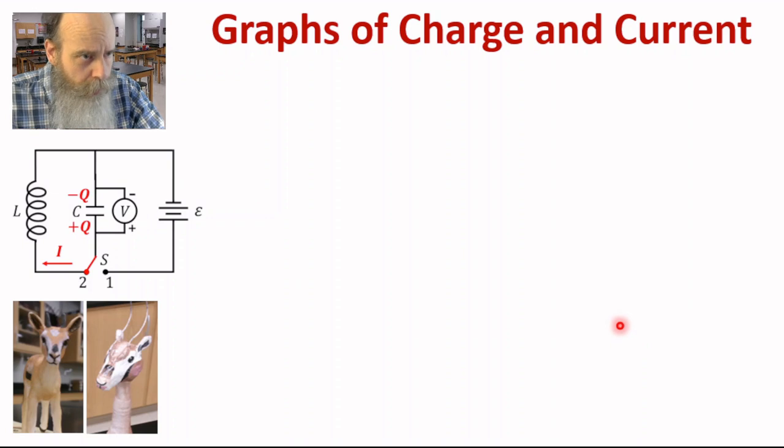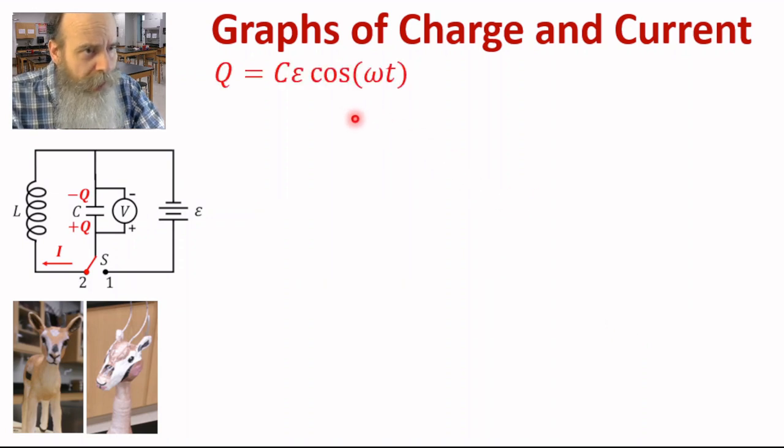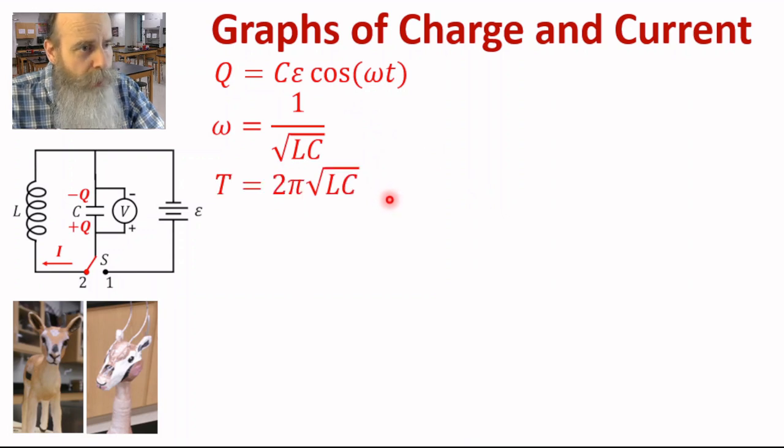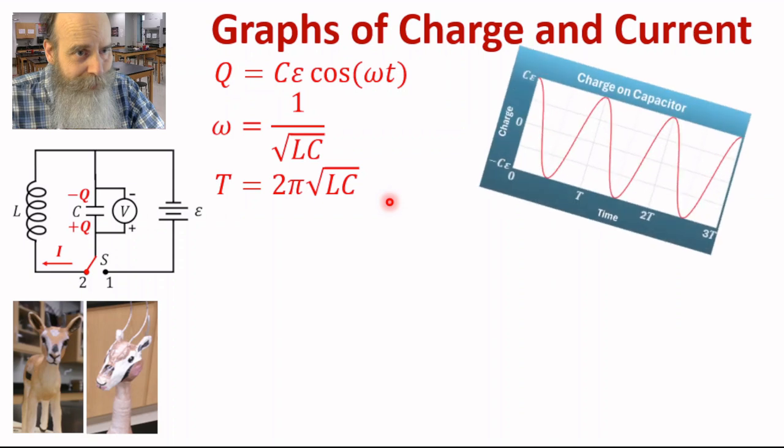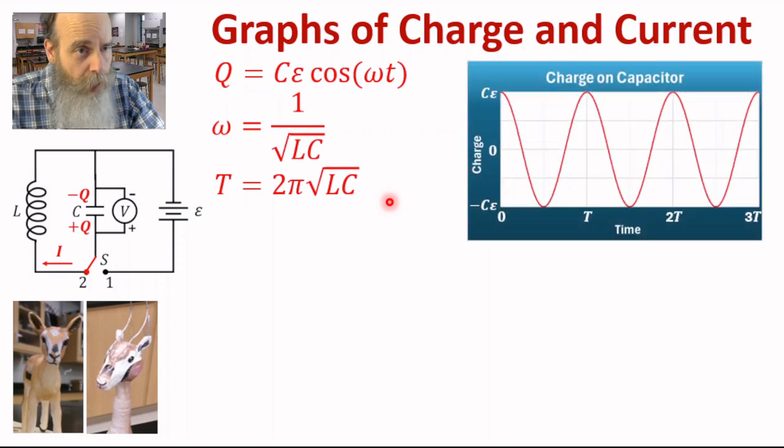Graphs of charge and current. q is CE cos omega t, where omega is 1 over square root LC, and T is 2 pi square root LC. Here's a graph of the charge on the capacitor versus time. It is a cosine graph. It is a maximum when t equals 0. It has an equilibrium of 0, and it goes between negative CE and CE. From 0 to T, the period, we have one cycle, another cycle from T to 2T, and another cycle from 2T to 3T. And it keeps going on.